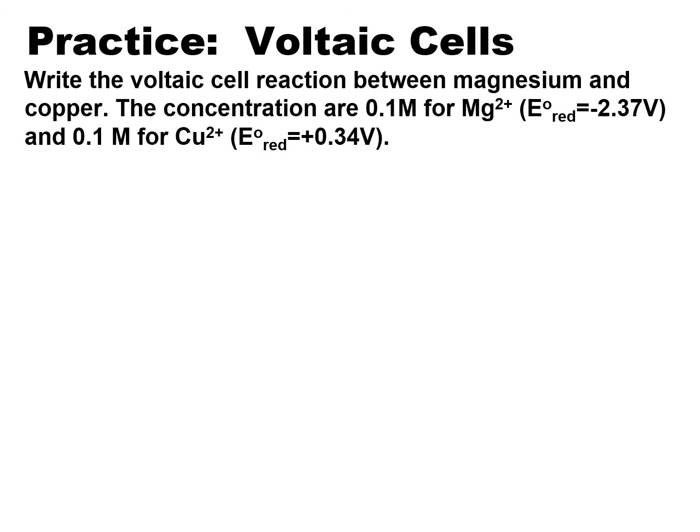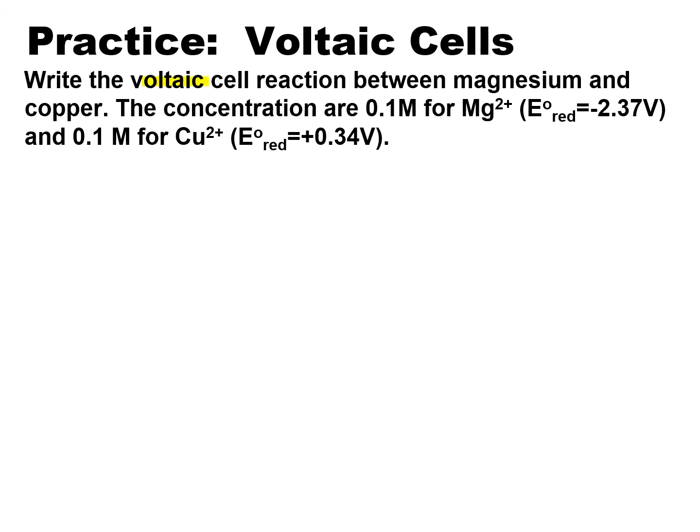So we are asked to write the reaction between magnesium and copper. We have the concentration 0.1 molar for both ions. However, we are not given the reaction, so how can you tell which one is the cathode and which one is the anode? Because you don't know which one is oxidized and which one is reduced. But you know that it is a voltaic cell.